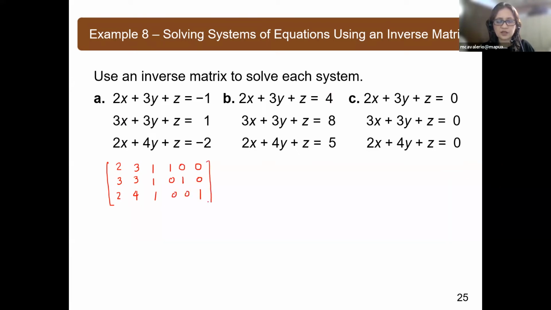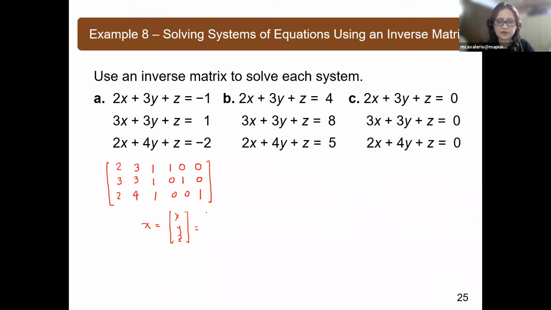And then you perform the elementary row operations until the left side matrix is transformed into I, if it is invertible, so that the adjoined matrix is the inverse of your matrix A. Once you're able to find the inverse, you can just use that to solve for X, Y, Z. The solution X given by X, Y, Z will be equivalent to the inverse of A multiplied by B.